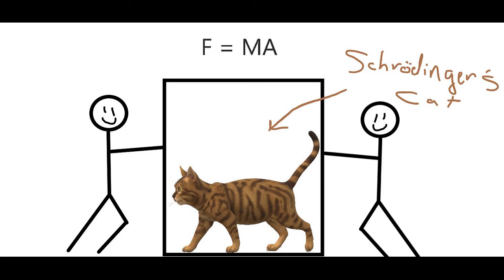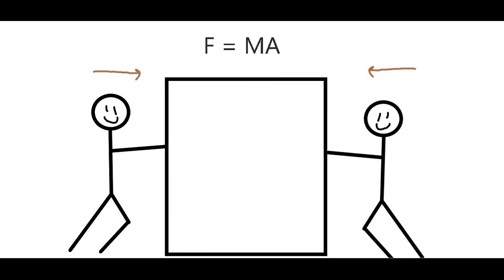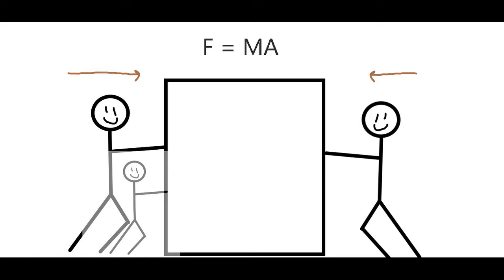Let's start at Newton's second law. Let's create a box. We'll fill it with Schrödinger's cat. Just joking. Let's fill the box with air. Since the 2 people pushing on the box have the same force, the box doesn't accelerate. When another person is added, the box starts to accelerate.